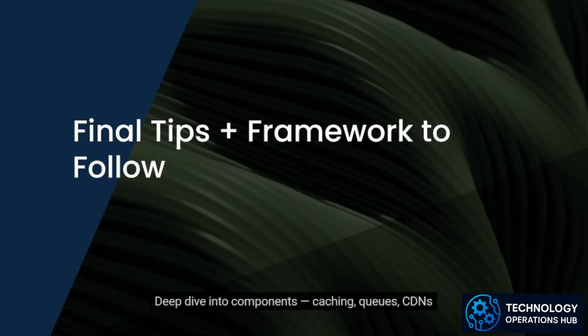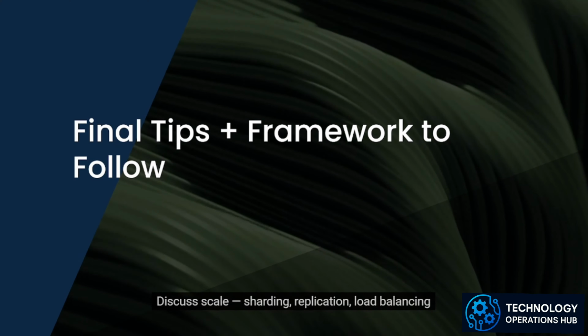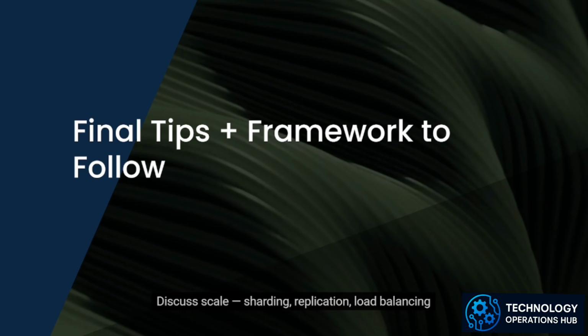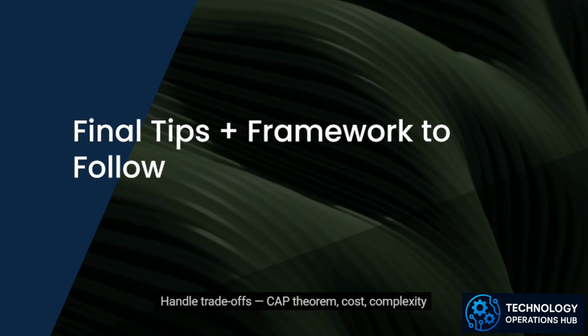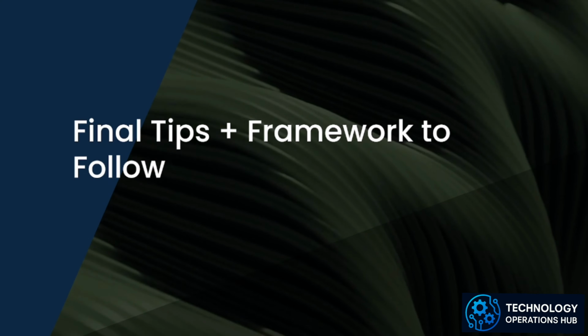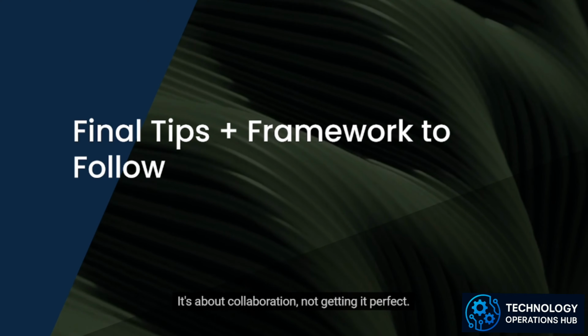5. Deep dive into components: caching, queues, CDNs. 6. Discuss scale: sharding, replication, load balancing. 7. Handle trade-offs: CAP theorem, cost, complexity. Communicate out loud as you go. It's about collaboration, not getting it perfect.